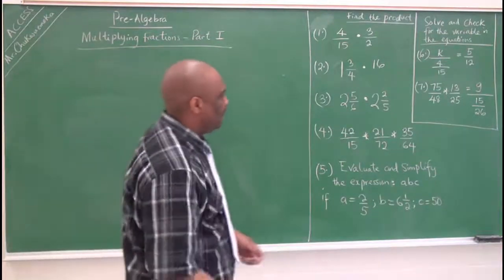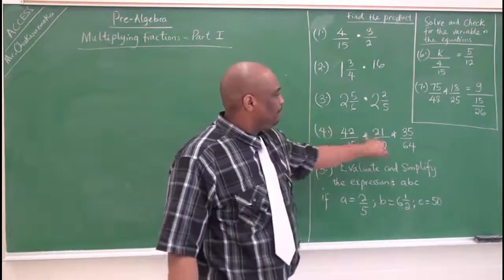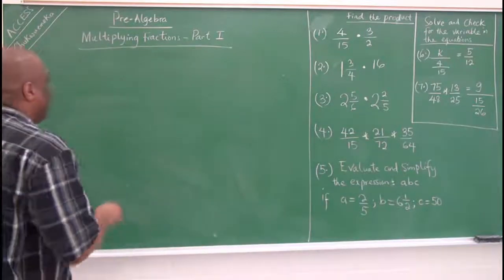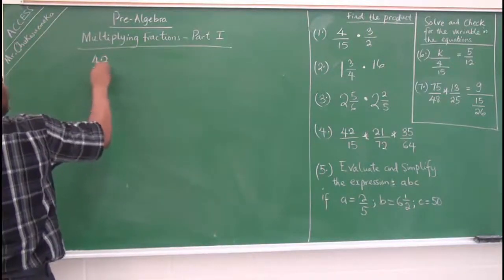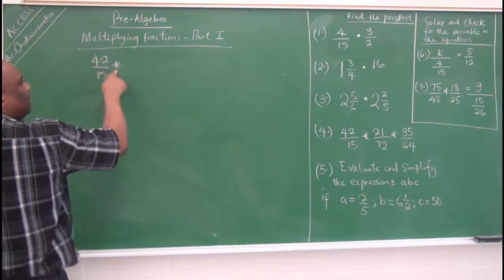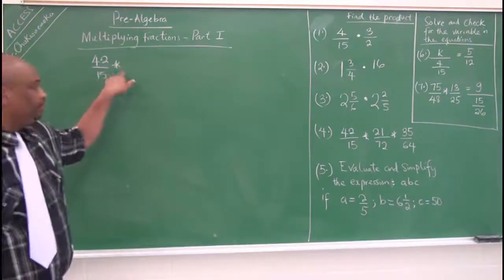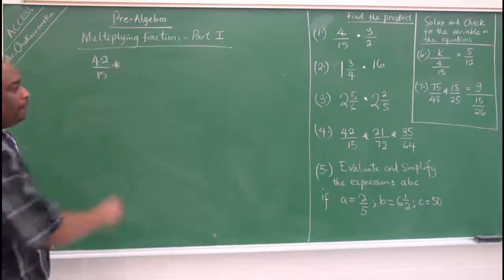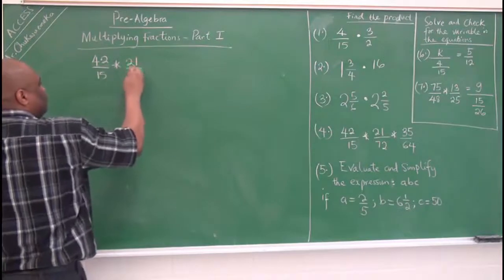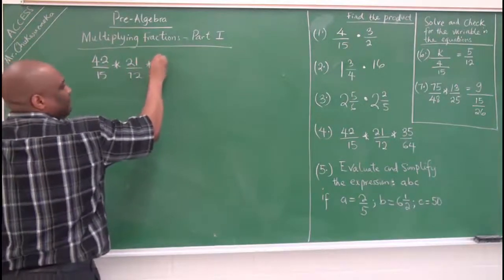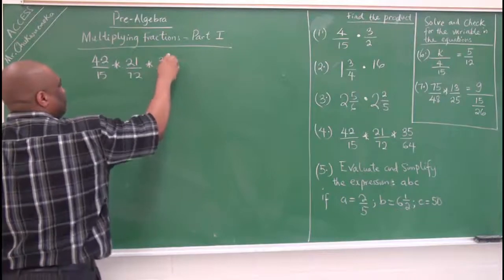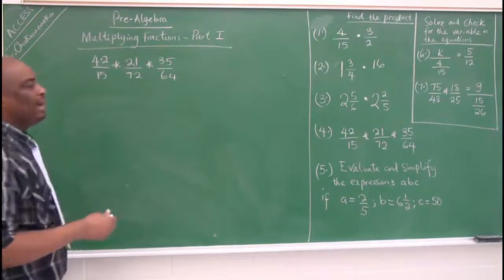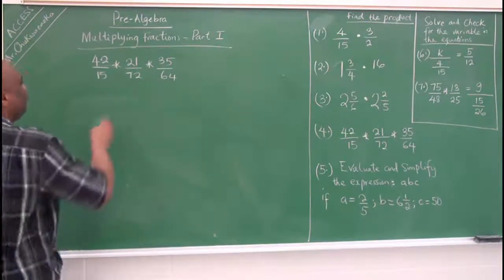Number 4 is an improper fraction times a proper fraction times a proper fraction. So what do we got? 42 over 15 times, and like I mentioned earlier, this is still multiplication, okay? It is still multiplication. Times 21 over 72 times 35 over 64. Okay? So what we want to do here is simplify and multiply.